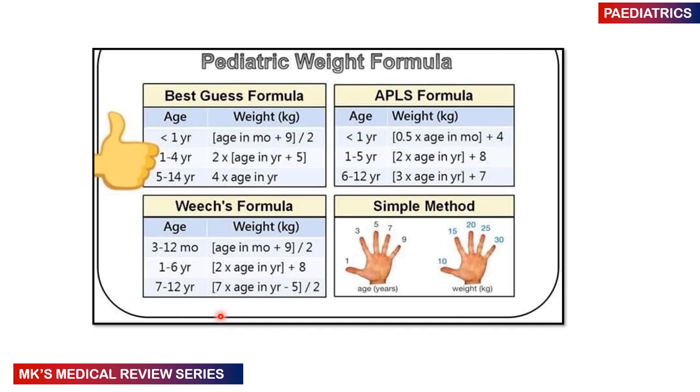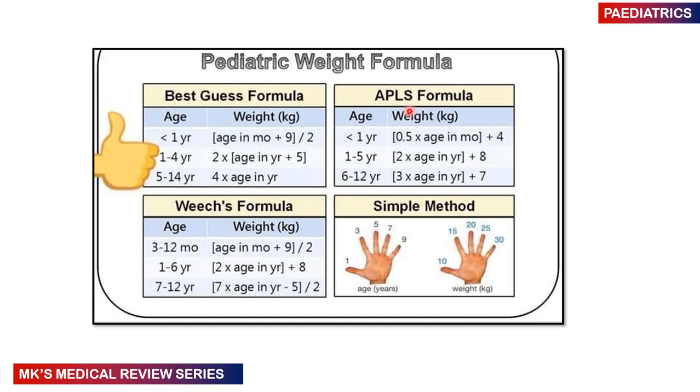But here are some formulae that you can use and that you can actually keep in mind. So this is the best guess formula. If a child is less than 1 year, you say the age in months plus 9, divided by 2. Let me give you an example. Suppose they are 9 months. 9 plus 9 will give you 18. 18 divided by 2 will give you 9. So the child should roughly be around 9 kilograms using this formula.